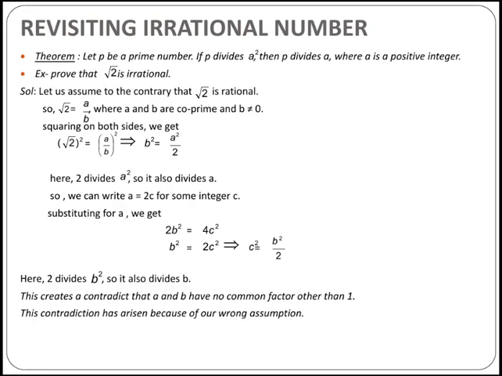So this creates a contradiction that a and b have no common factor other than 1, because at the top we concluded that a and b are co-prime, and now we are getting 2 as another factor other than 1. So this contradiction has arisen because of our wrong assumption, that is, root 2 is rational. So we conclude that root 2 is an irrational number. So this is your proof by contradiction.